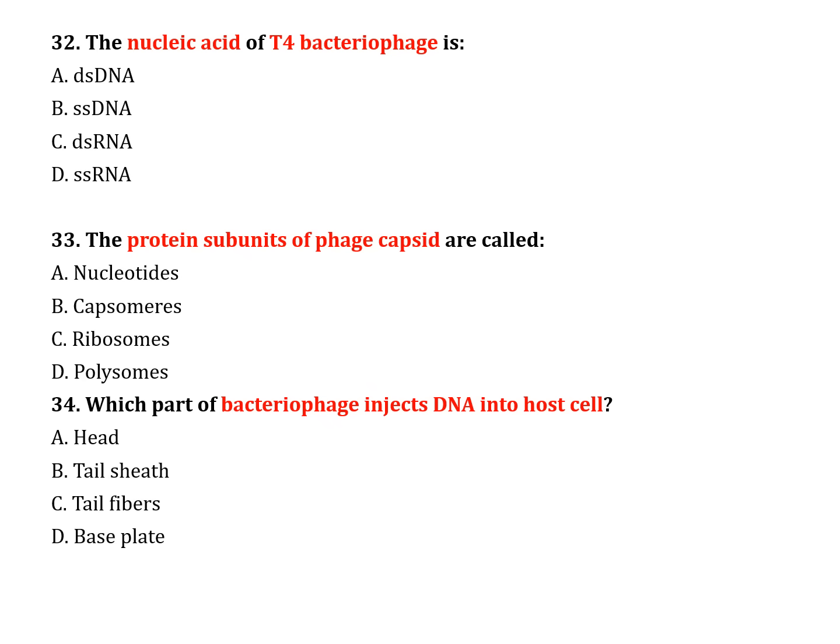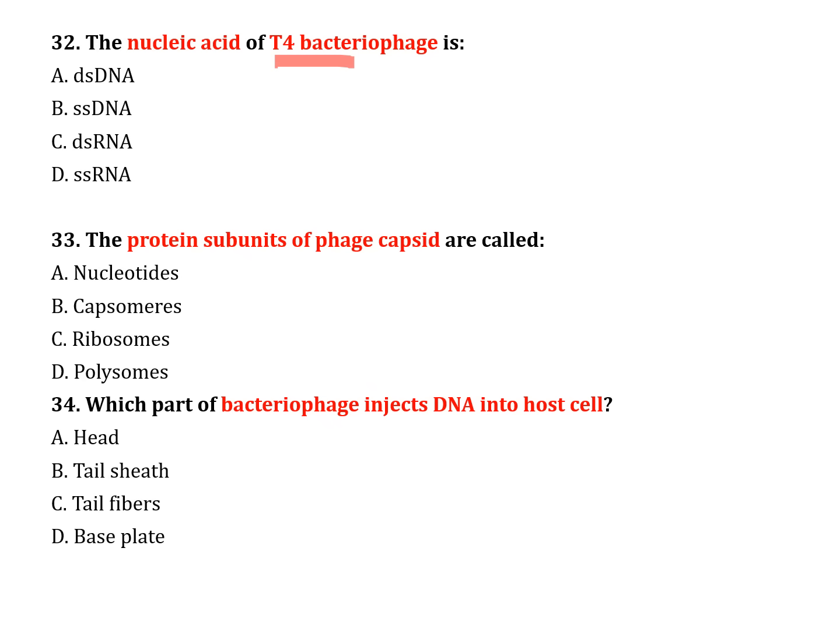The nucleic acid of T4 bacteriophage is option A, double stranded DNA, option B, single stranded DNA, option C, double stranded RNA, option D, single stranded RNA. Correct answer is option A, double stranded DNA. The next question, number 33.